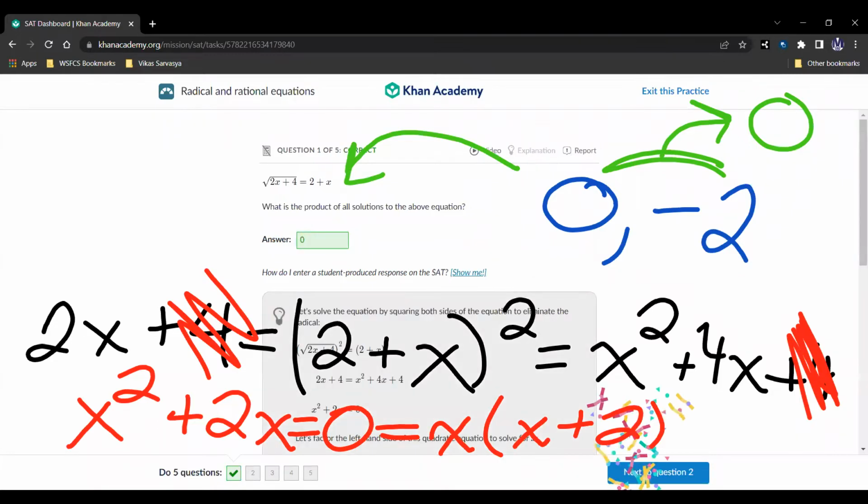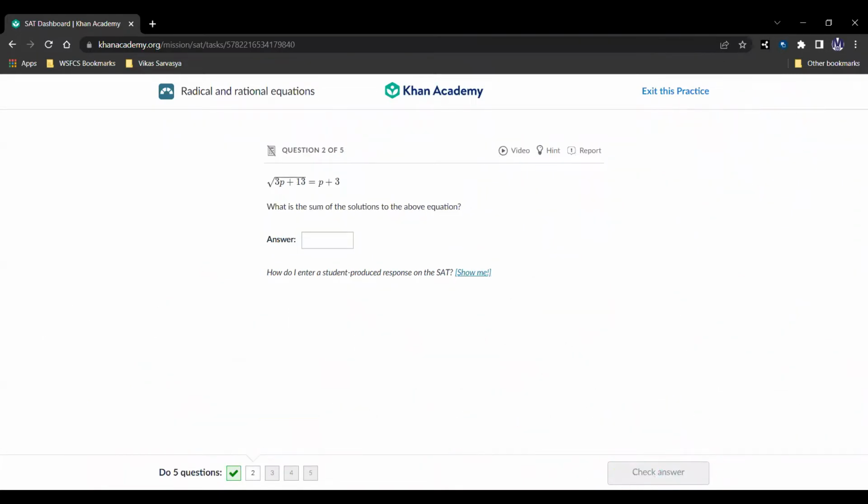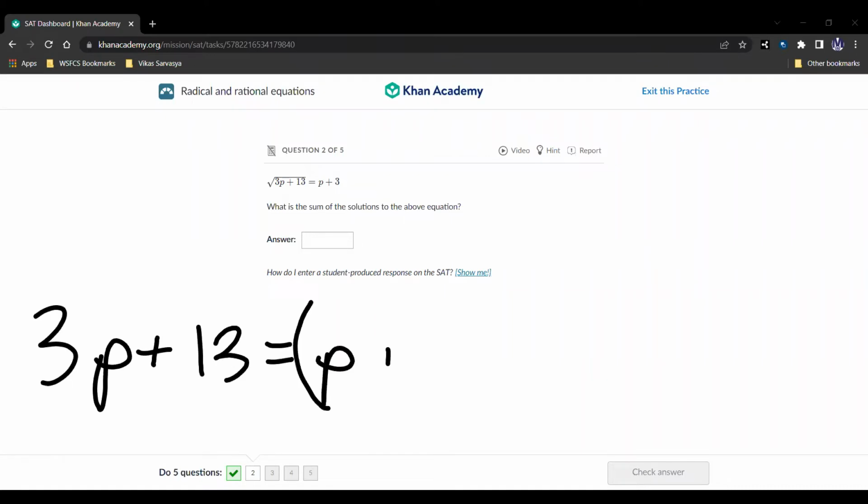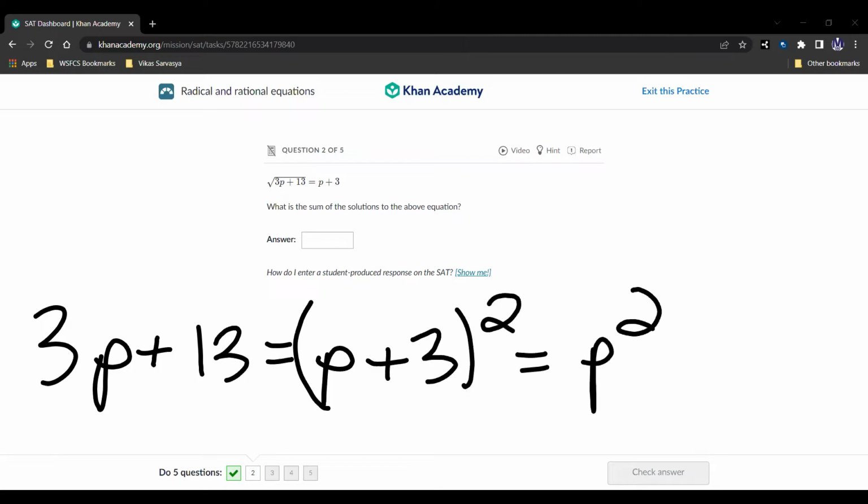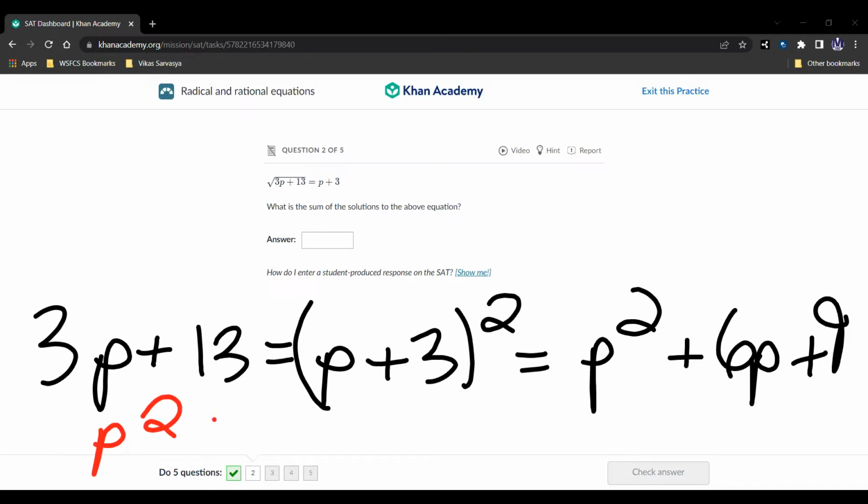And let's move on. All right, and here it is. Square root of 3p plus 13 equals p plus 3. Right, you know the drill. We square both sides. Right, we get p squared plus 6p plus 9. Then we subtract some stuff out, and we get p squared plus 3p minus 4 equals 0.